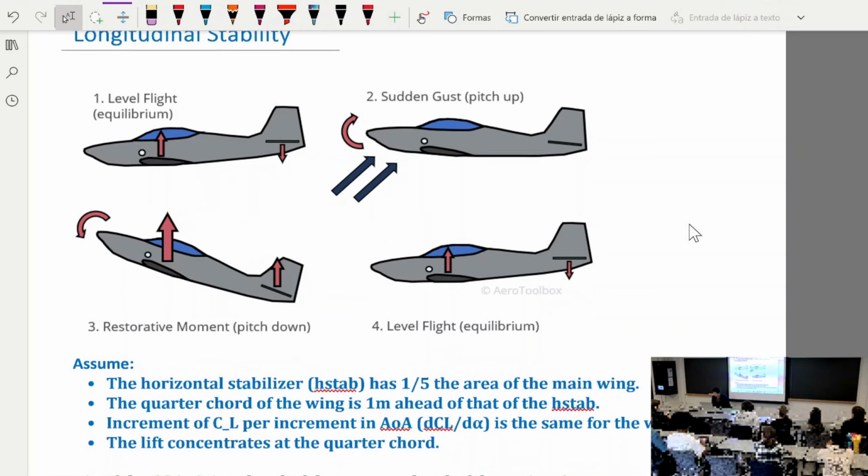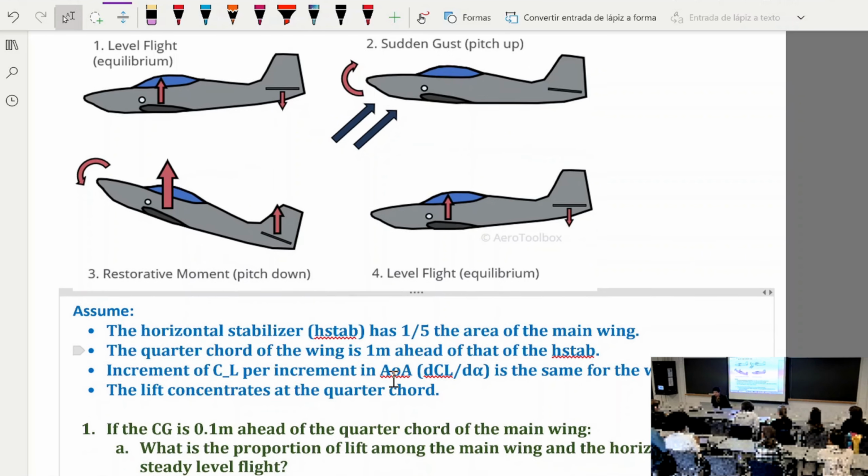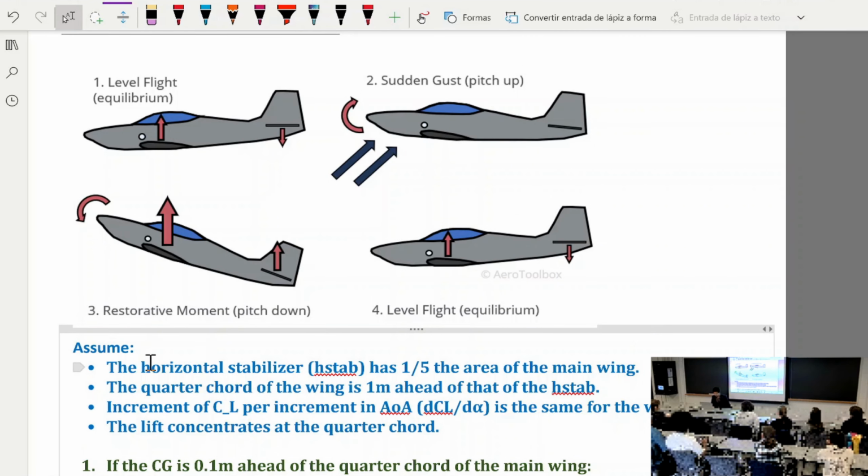Okay. So let's first of all look at longitudinal stability, just to make sure everybody's on the same page. We'll have you come up to the blackboard and do this example. Okay, so let's explain all these assumptions in this example. In the example, the horizontal stabilizer is 20% of the area of the main wing. Okay, so that's a typical ratio. The quarter chord of the wing is 1 meter ahead of that of the quarter chord of the horizontal stabilizer.